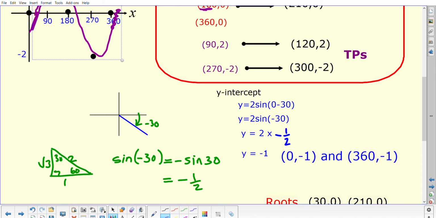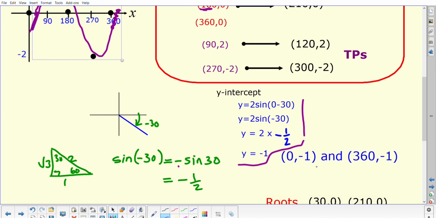And of course the sine is negative in the fourth quadrant, but it's still the same size of angle that you're using. So sine of negative 30 is negative sine 30. And from your 60-30 triangle, the sine of 30 is equal to a half. So sine of negative 30 will be negative a half. So subbing that in here, we've got 2 times the sine of negative 30, so 2 times negative a half gives us a y coordinate of negative 1.